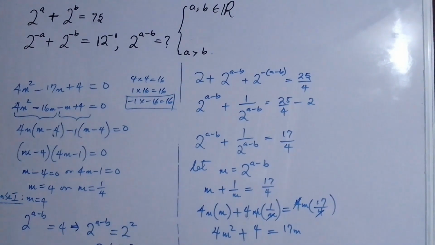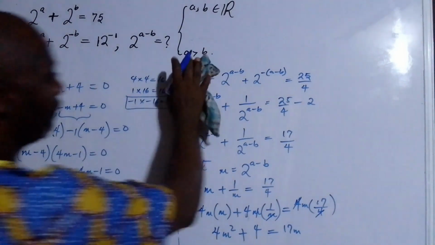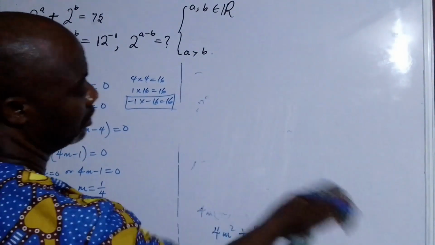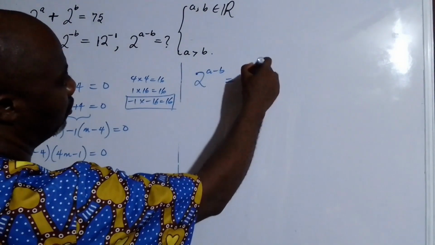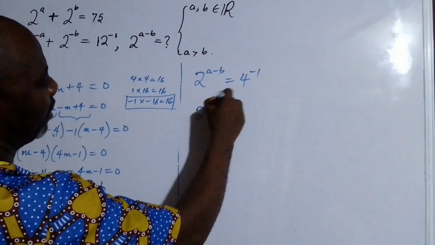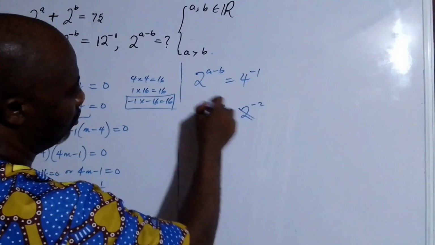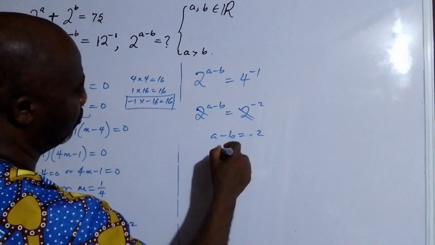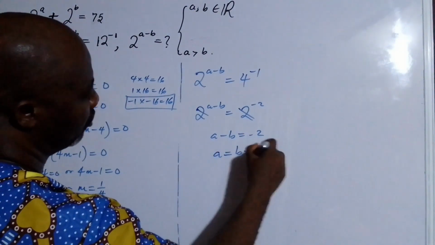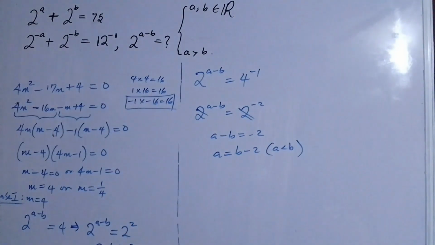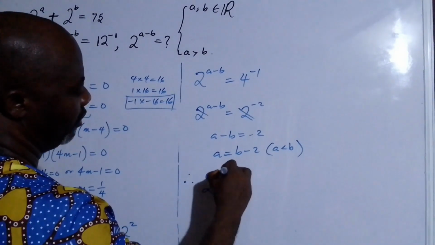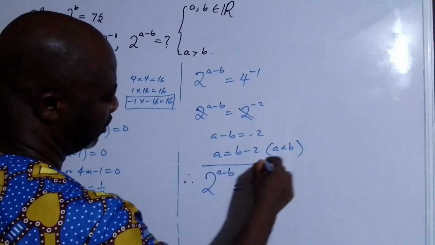Now let's check the other value: 2^(a-b) equal to 4^(-1). So 2^(a-b) will be equal to 2^(-2). So a minus b equal to minus 2, which means a equal to b minus 2. So here it is indicating that a is less than b, or b is greater than a. And we know from the condition set, a has to be greater than b. And therefore, 2^(a-b) will be equal to 4. So this is our result.